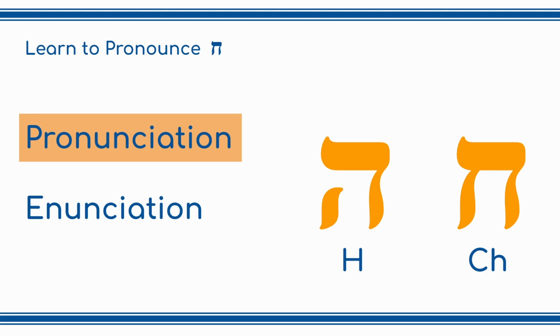Enunciation will come over time the more you hear Hebrew. Even when I started out learning Hebrew, my enunciation, and probably still now also, isn't that great. But it's something that got better over time. I wasn't able to say the letter chet that easily when I first started as well. It was kind of harder for me also to say the sound of that letter.